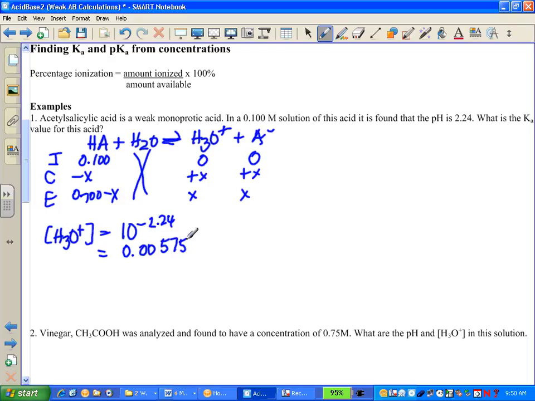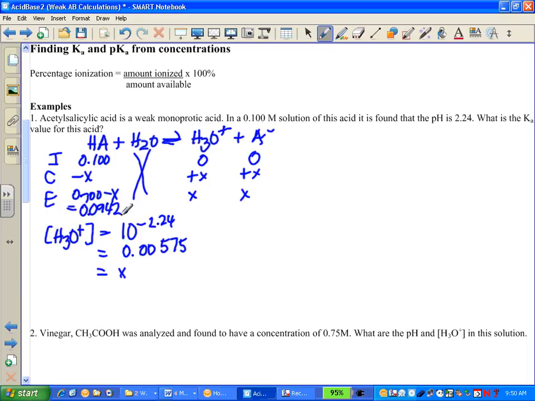Now, because the concentration of the H3O+ is the concentration at equilibrium, what that means is that by knowing the pH, I actually know the value of x in this scenario. So I know the value of x, so I can solve for the concentration of the HA at equilibrium by taking 0.1 and subtracting 0.00575, and I get 0.0942.